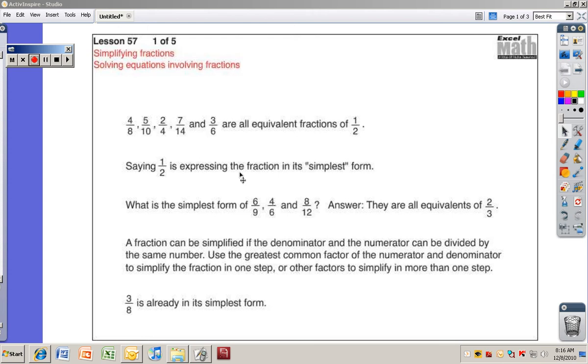This is 6th grade Excel lesson 57. We're going to be learning about simplifying fractions and solving equations involving fractions.